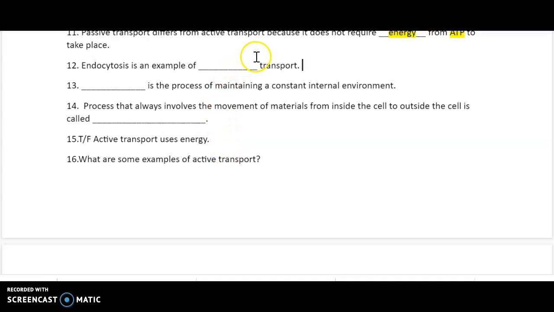Endocytosis is an example of blank transport. Okay, endocytosis would be an example of active transport because it is requiring energy. The cell is going to wrap around and take in what it's consuming, and that requires energy. So this is active transport.